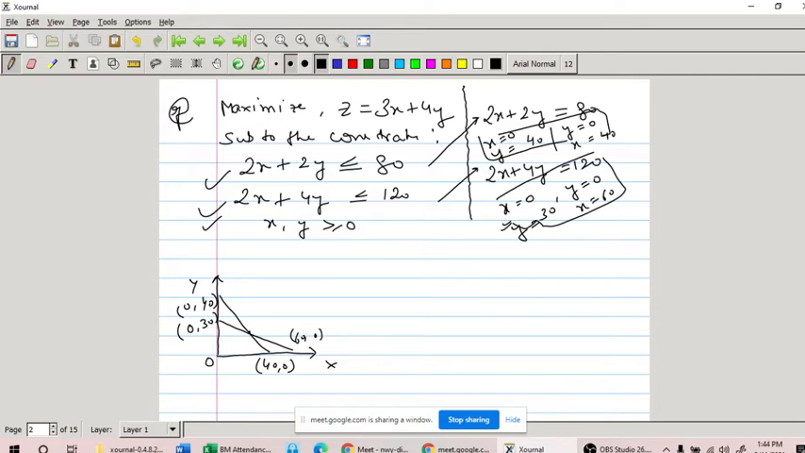So let us satisfy the constraint first. Your constraint number 1 says that 2x + 2y should be less than or equal to 80. This line is depicting your 2x + 2y less than or equal to 80. So we see that all the points which are falling below this line will definitely satisfy this constraint.